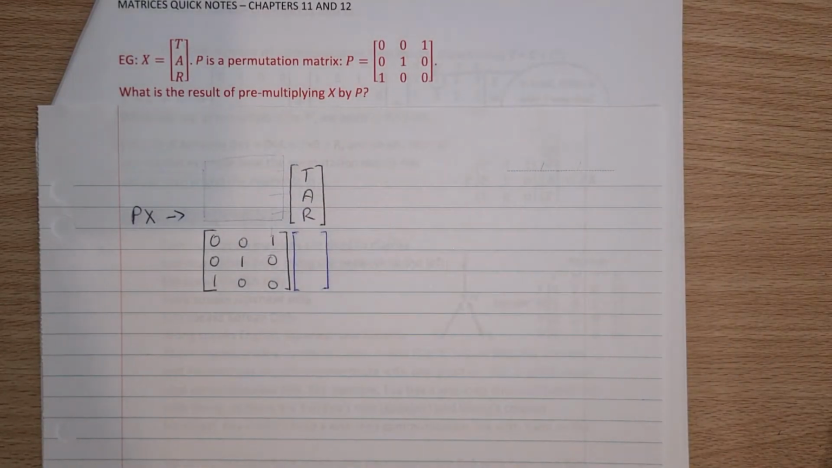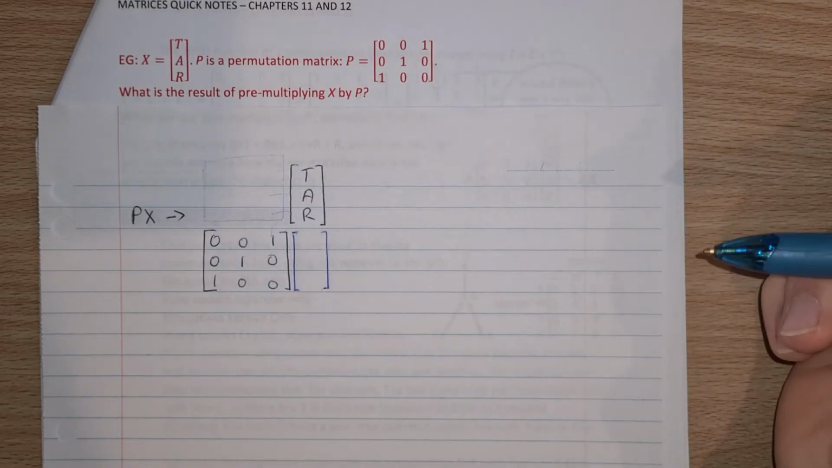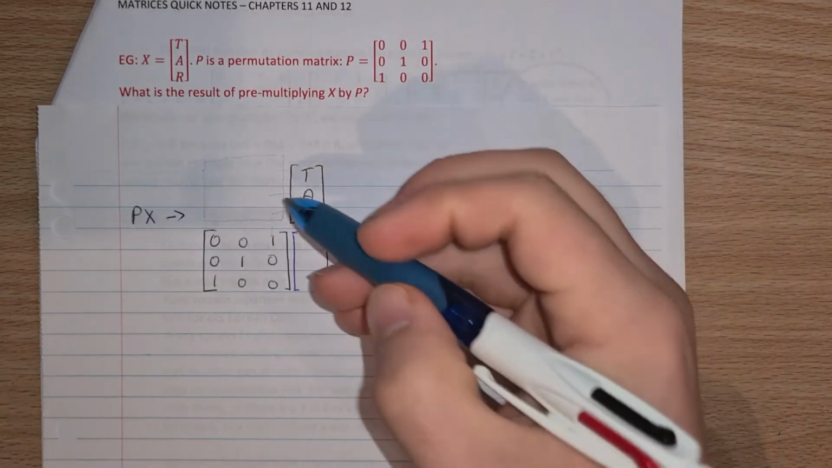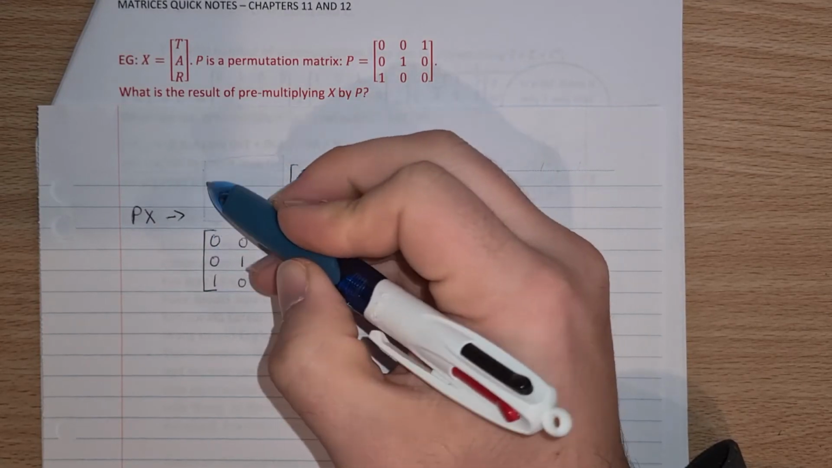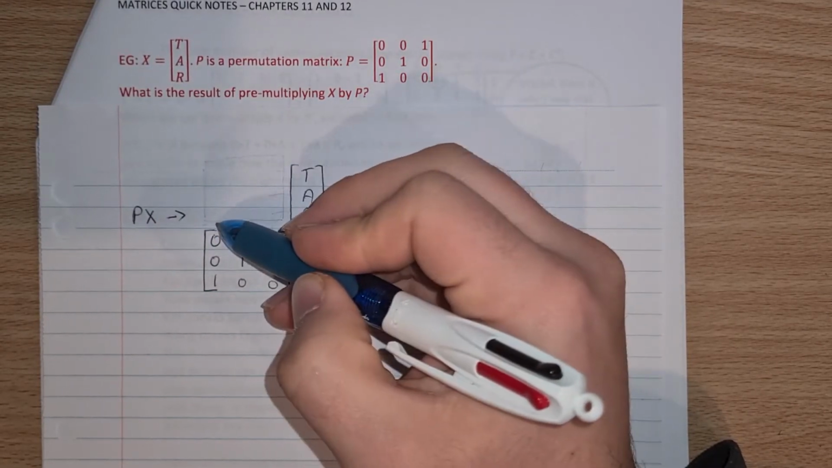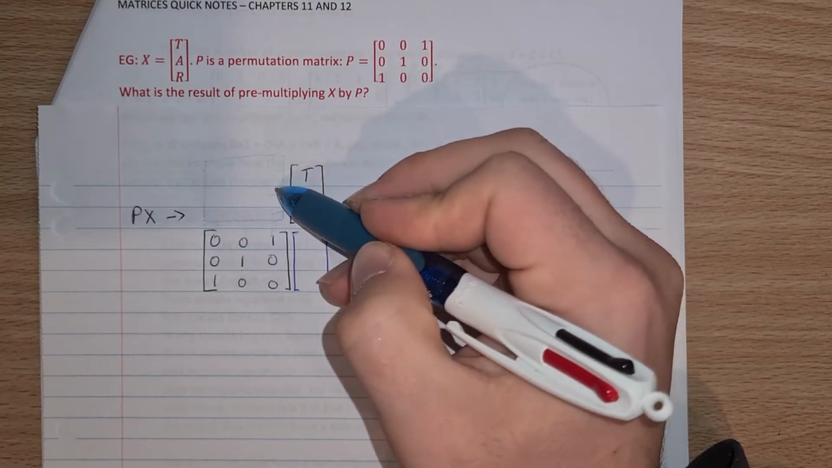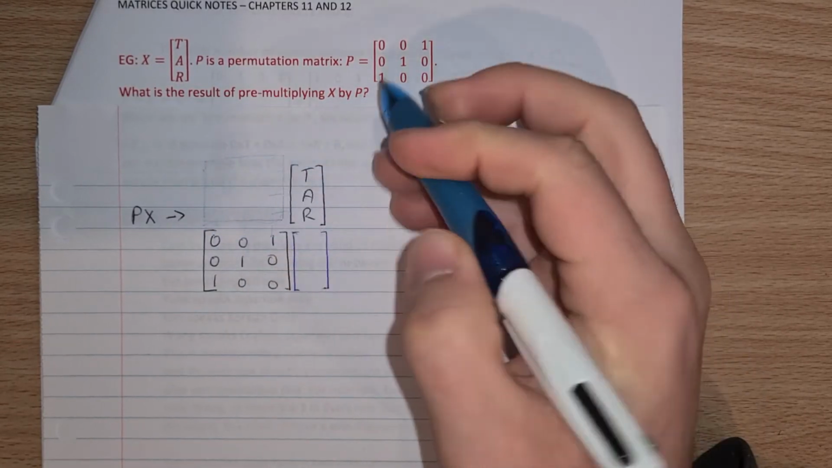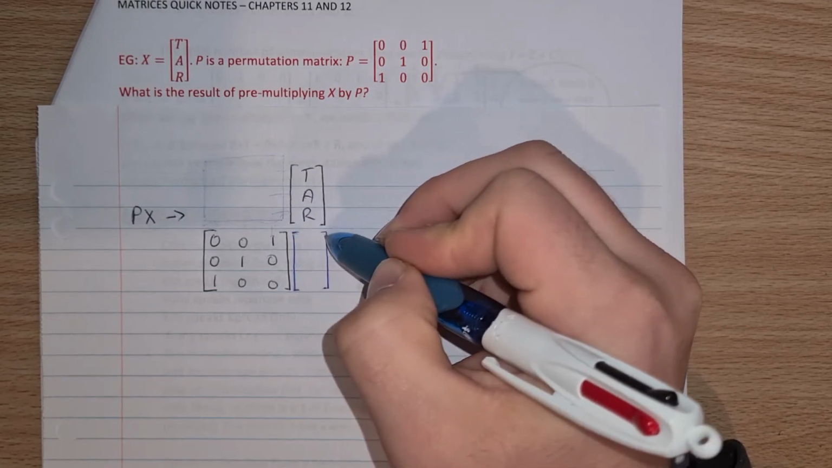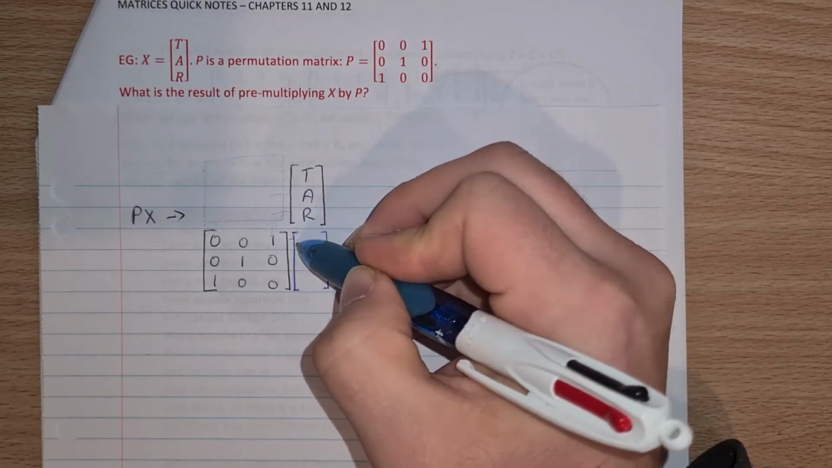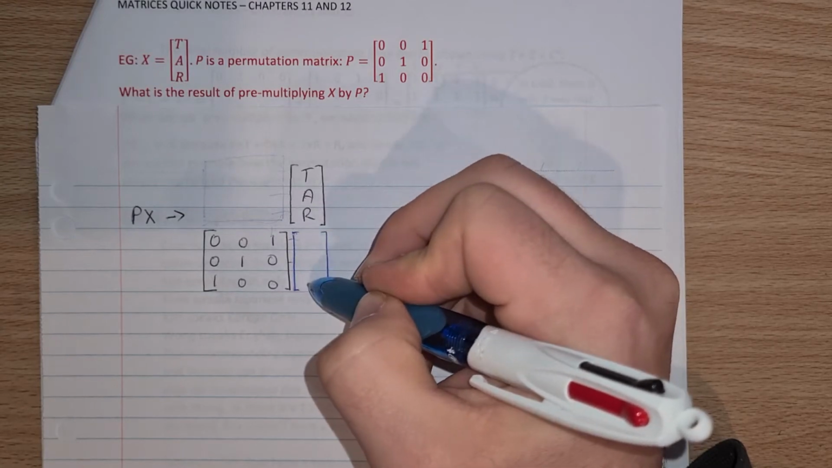First thing that we can do is check that PX is actually defined. There are 2 ways we can do that, remember. This top left section needs to be a square. And we can see that it's a square. We've got 3 columns and 3 rows. And the product PX will be the dimensions of this bottom right region. So it's going to be a 3x1 matrix.